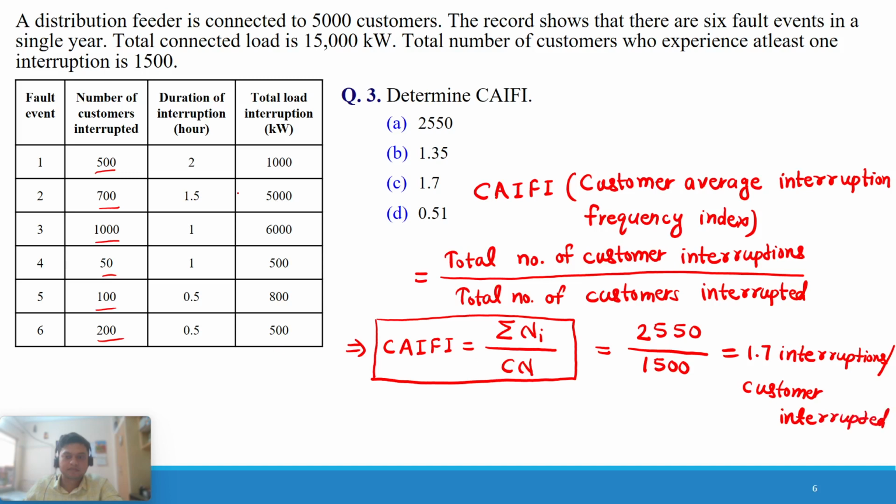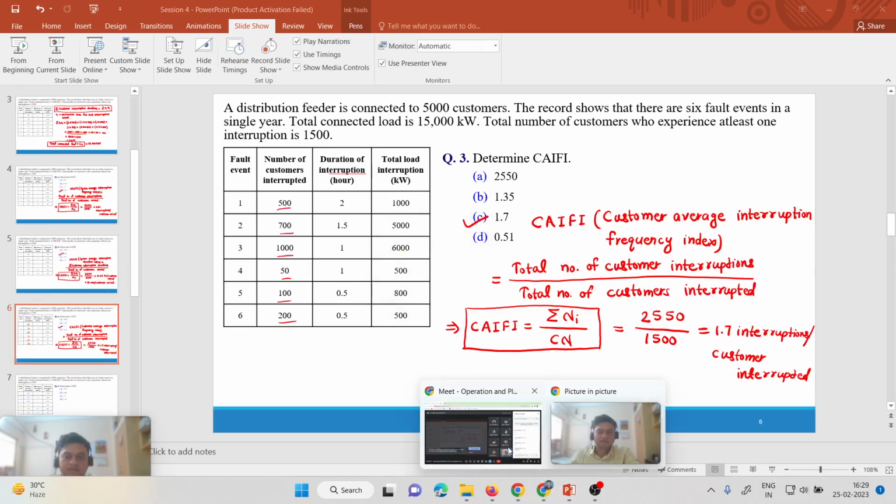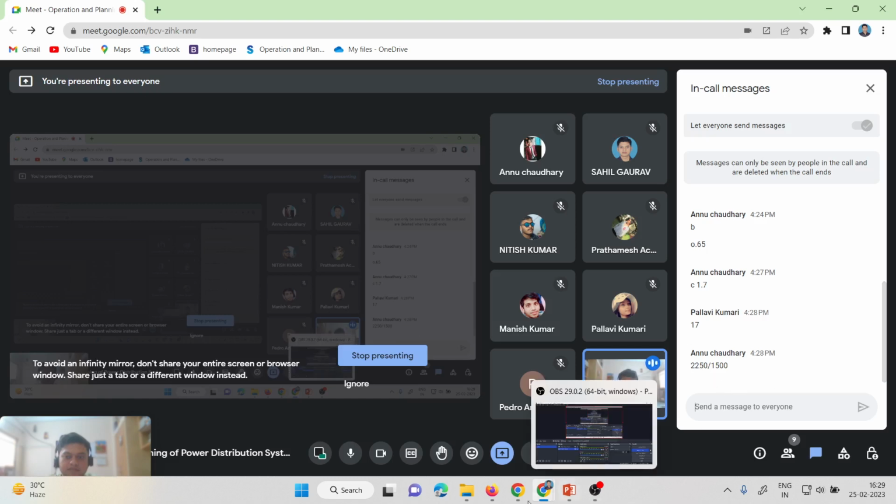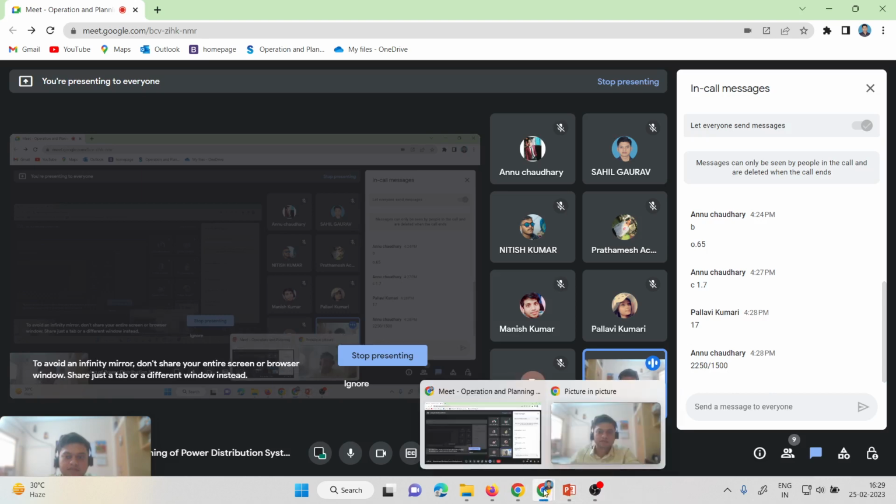So what is the correct answer for this problem number 3? C, 1.7. Yes, 2550 divided by 1500 will give 1.7.